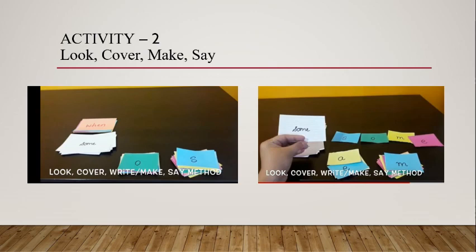Basically, the child looks at the words, reads it 2 to 3 times and flips it over to cover it. And now the child has to replicate the word by picking the letters and arranging them in the correct order. Then the child goes back and checks if it is correct. Similarly, they can do the same for the rest of the sight words.